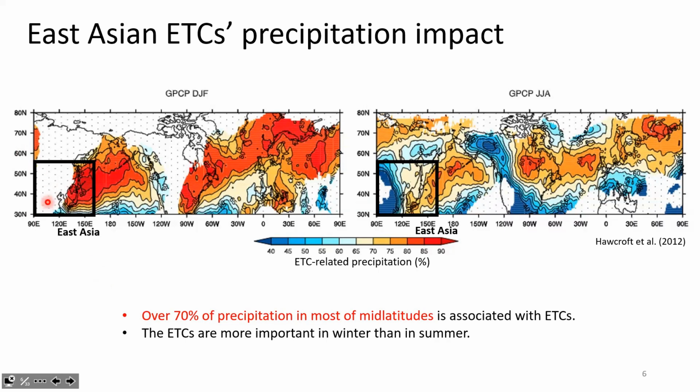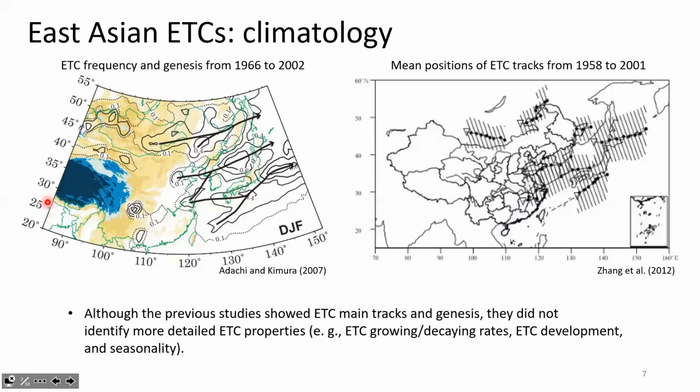Due to the importance of East Asian cyclones, there have been efforts to understand East Asian cyclone climatology. This figure shows East Asian cyclone mean tracks and their genesis. Adachi and Kimura 2007 and Jaeyeon 2012 suggested East Asian cyclones are generated mainly over land, and they pass through populated regions. They highlighted the importance of East Asian cyclones, but detailed cyclone properties like their development process or their seasonality were not fully explained at that time. So a regional study on these detailed cyclone properties was needed.